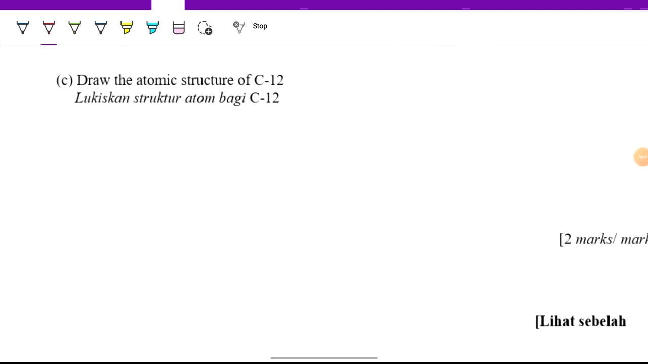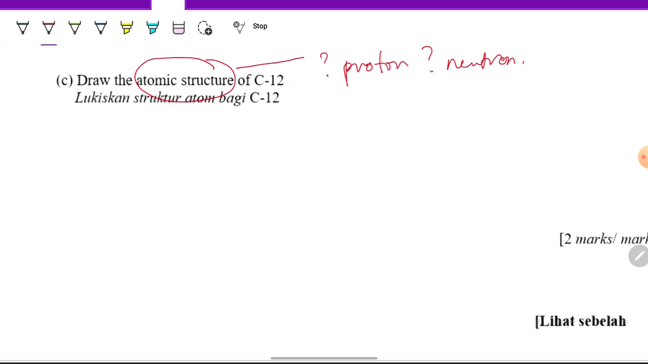Next, draw the atomic structure of carbon-12. Atomic structure you have to know. It looks like the electron arrangement, but you have to put in the information of how many protons and how many neutrons. Carbon-12 has 6 protons, meaning that it has 6 electrons as well. So the electron arrangement will be 2, 4.